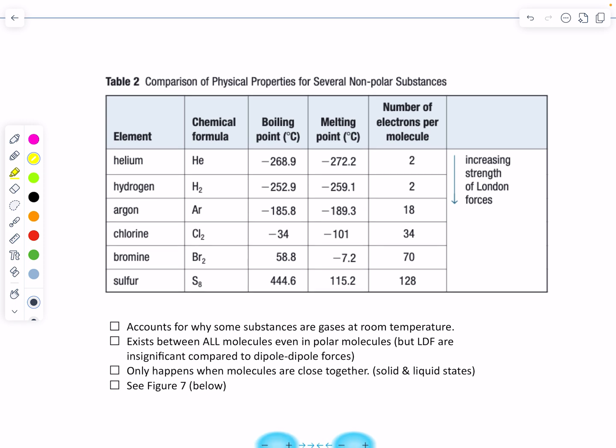In this example, this table shows the increased strength of London forces. And as strength increases, so do the boiling points and melting points of the molecules. And there's a correlation between the increasing strength of London forces and the number of electrons per molecule. So as the number of electrons per molecule increases, so do the London forces. So London forces account for why some substances are gases at room temperature.